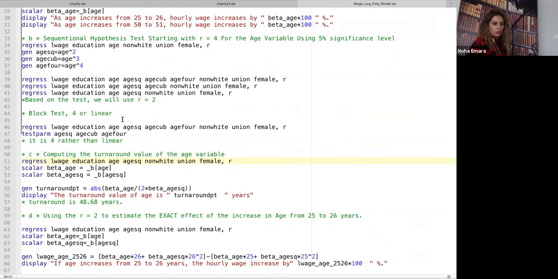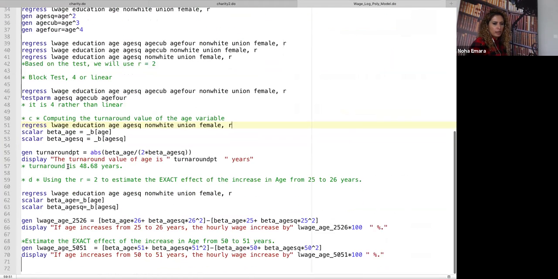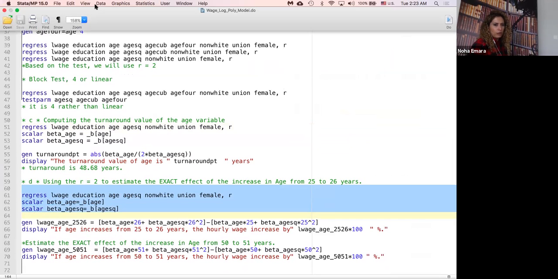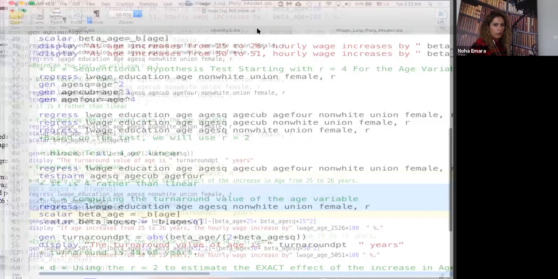we are going to, okay, this is the turnaround point. Didn't ask about the turnaround, so I'm going to come back to this. So using the R2, we estimate the exact effect of the increase from 25 to 26. I'm going to have a regression, log quadratic, okay? I'm going to extract the coefficients. So you have it like that, and then you basically extract the coefficients.